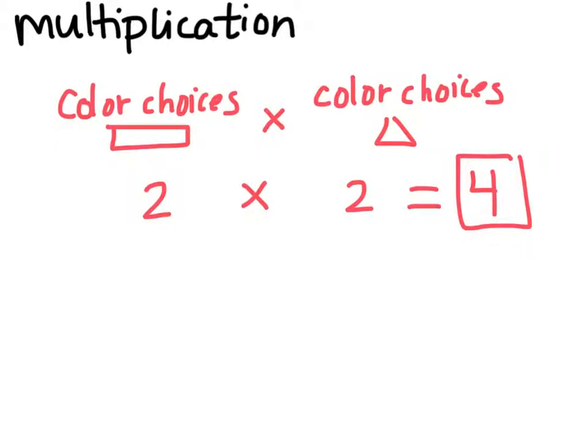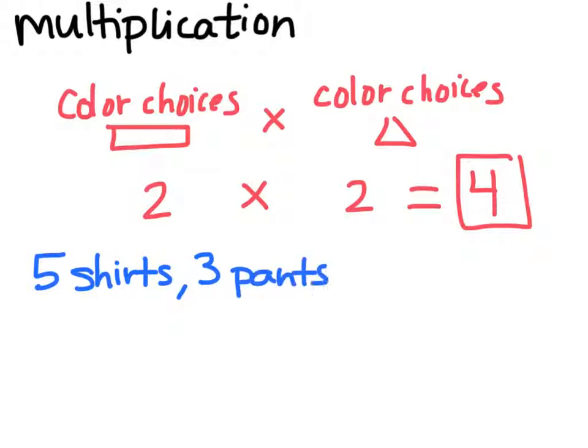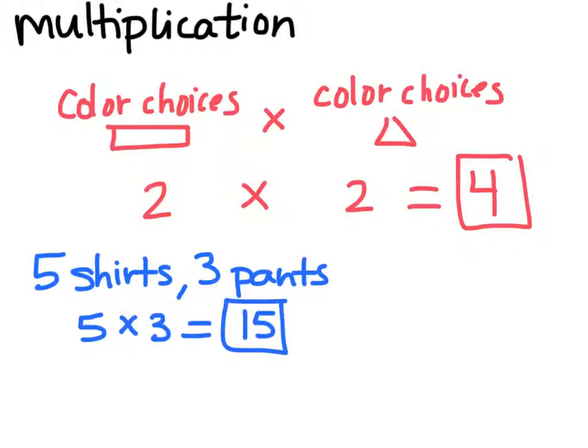Let's work this out using another example. Let's say that Mr. Atkins has 5 shirts and 3 pairs of pants. Find the number of combinations of matching a shirt and a pair of pants. Well, he has 5 shirts, 3 pairs of pants, so there are 15 possible combinations.